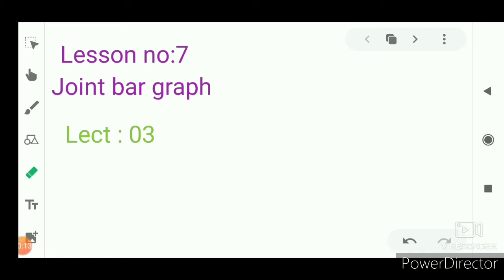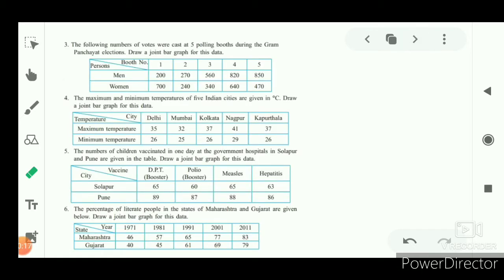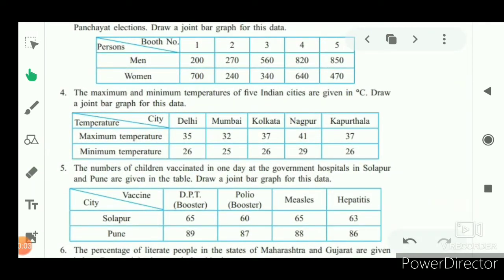Now in this video we will solve the next three problems. All these problems you have to write or draw on your graph copy. So the question number 4 is: the maximum and minimum temperatures of 5 Indian cities are given in degrees Celsius. We have to draw the joint bar graph for this data.